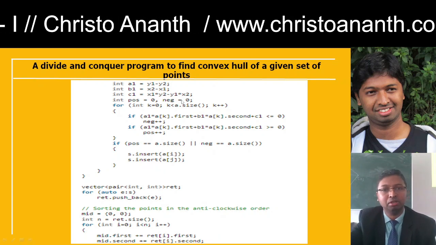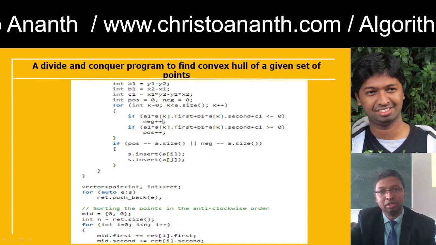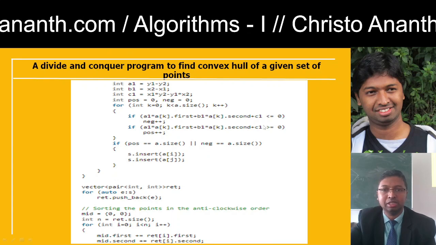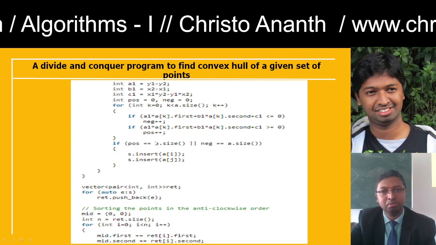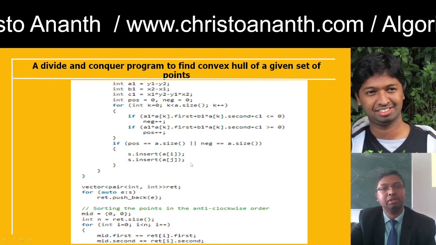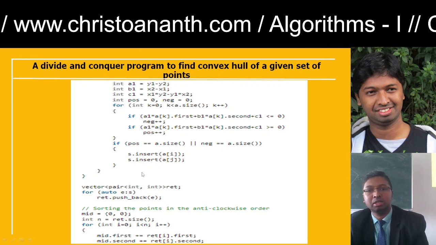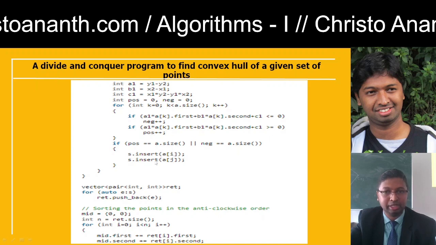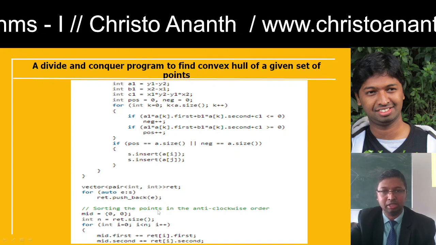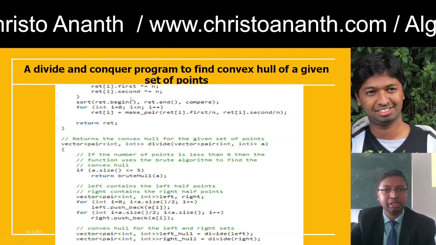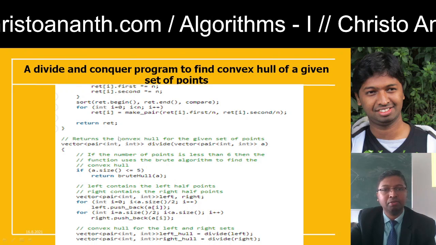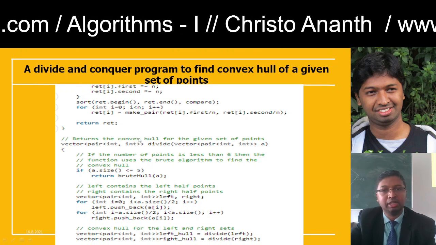Okay, so x1 y2 minus y1 x2. So that you are going to find out, and you will have the k loop, a1 times a k dot first plus b1 times a k dot second is less than or equal to 0. Similarly, the next loop, then you will go with the position equal to a dot size and the negative equal to a dot size. So s dot insert is equal to a of i and a of j. Then you go with the vectorization part with the mid first and then mid second, and you return the first and then second value. Then you try to sort the arrays.